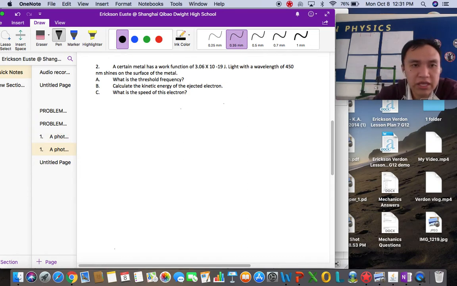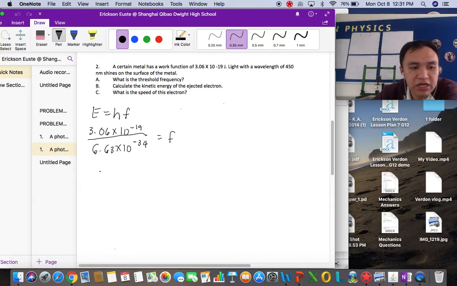So we can solve this by having E is equal to hf. So 3.06 times 10 to the negative 19 all over 6.63 times 10 to the negative 34 is the frequency. So the frequency here is going to be 4.62 times 10 to the 14th hertz. That is the threshold frequency.